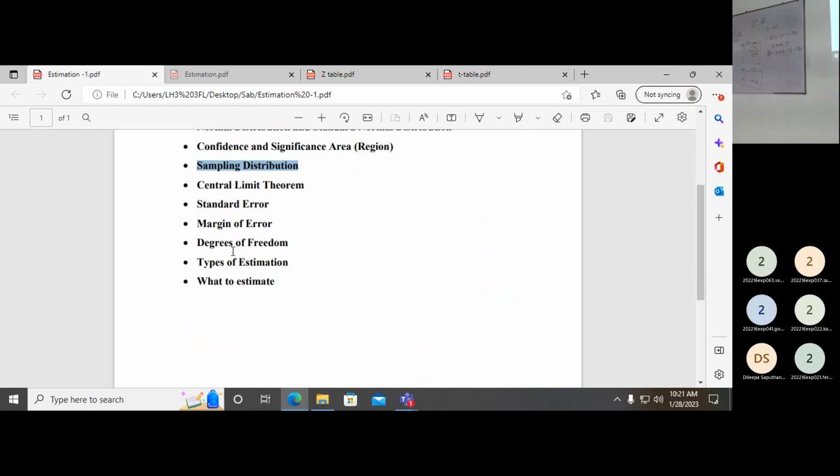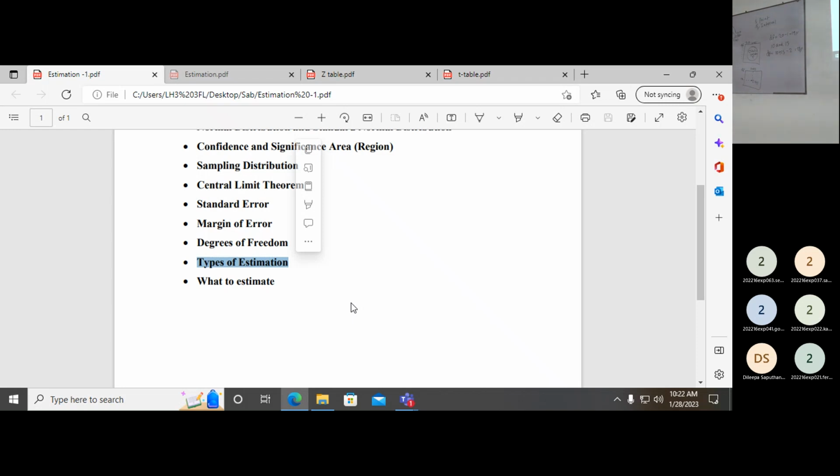Right, next we want to study types of estimation. What are the types of estimation? Point estimation and interval estimation. Two types of estimation. Then we write down in point form. First one, point estimation. Second, interval estimation. Point and interval.